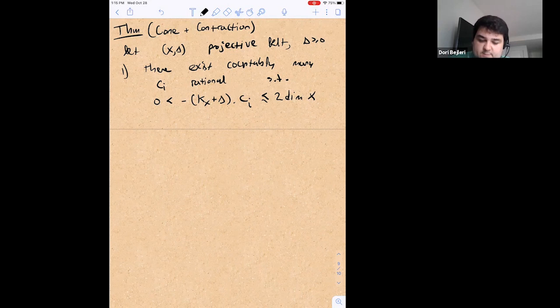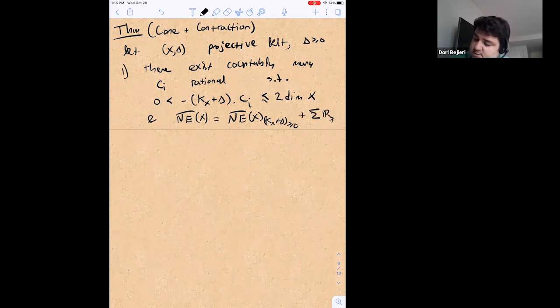And a decomposition of the effective cone into the piece where KX plus delta is non-negative, plus this countable sum of rays corresponding to the numerical classes of these C_i. So basically the KX plus delta negative part of the cone is rational polyhedral, locally, well, right now, rational polyhedral spanned by countably many classes of rational curves.